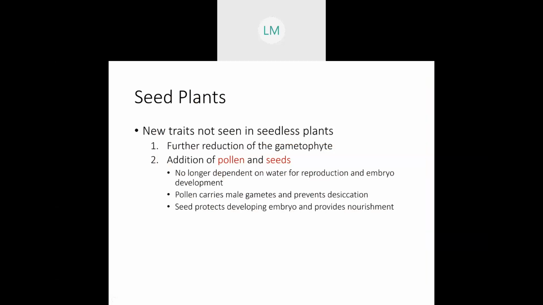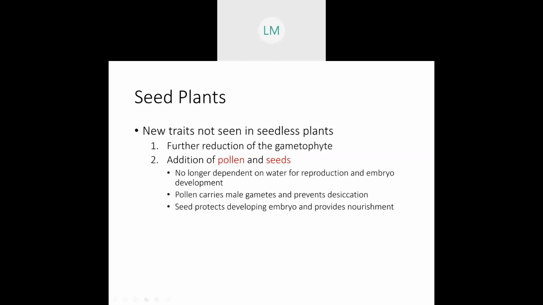So another thing that we get with our seed plants is the addition of pollen and seeds, right? We didn't have seeds before, now we have them. We didn't have pollen before, but now we have it. So this is something that we see with our seed plants here. So with the addition of pollen and seeds, we are releasing ourselves from our dependency on water for reproduction and the development of our embryo. Okay, so this is a big step in colonizing a lot of places that weren't able to be colonized before because we were dependent on water, right? But now that we're not, we can spread out to new areas that plants weren't able to go to before.